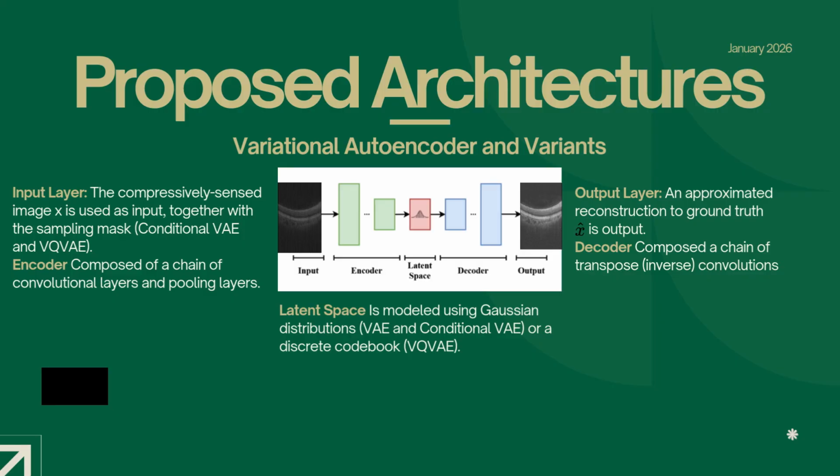The input is a compressively sensed image X, and for the conditional VAE and VQVAE, we also feed the sampling mask. The encoder is a stack of convolutional and pooling layers that compresses the input into a latent representation. Then in the latent space, the VAE and conditional VAE use a Gaussian distribution, while the VQVAE uses a discrete codebook. Then the decoder is a chain of transpose or inverse convolutions to map back to the image space, and the output is x hat, an approximate reconstruction of the ground truth.